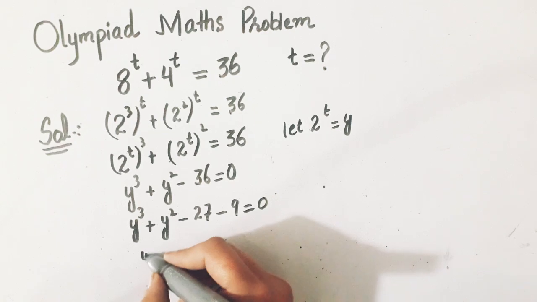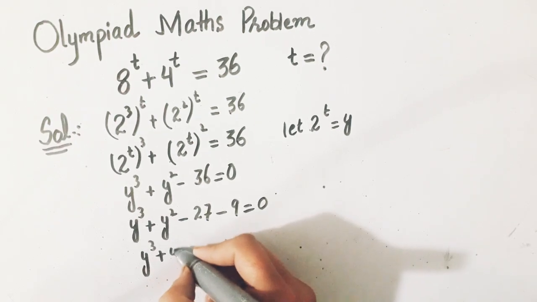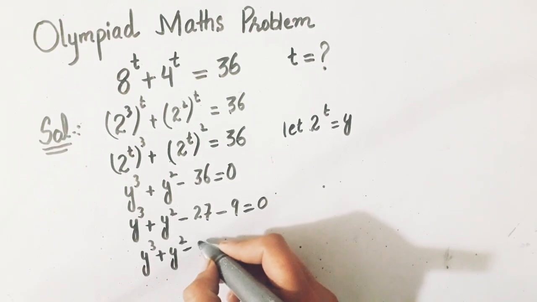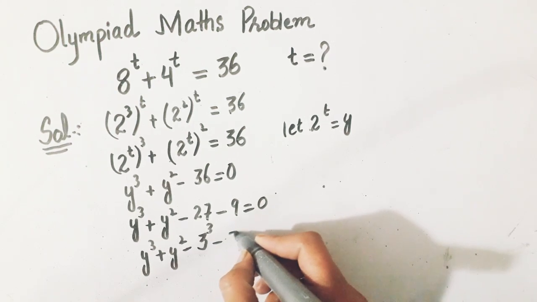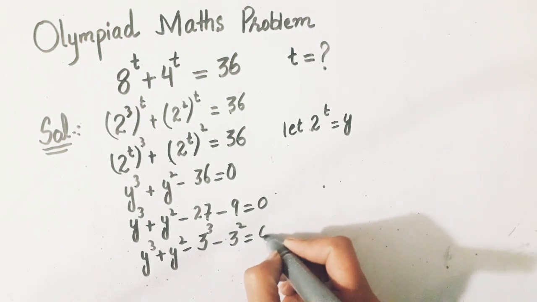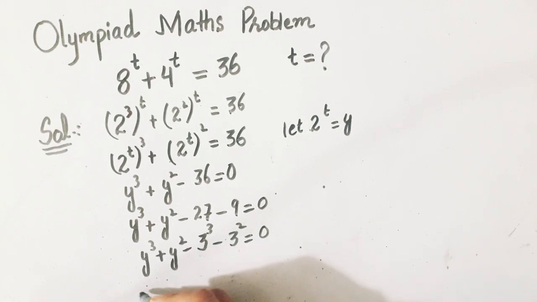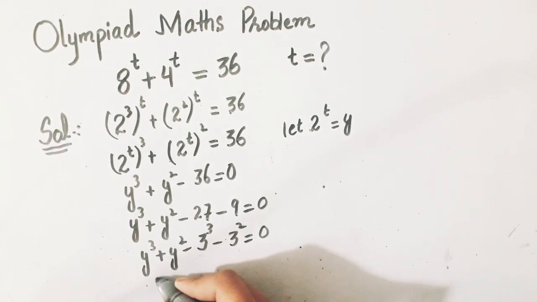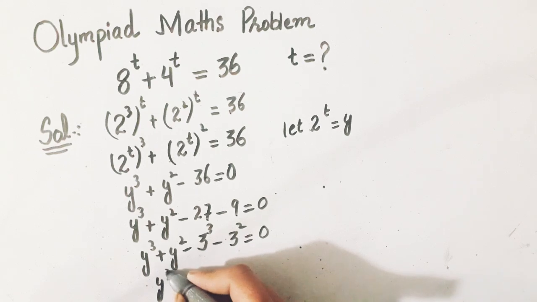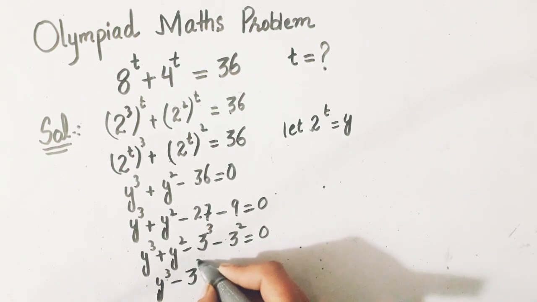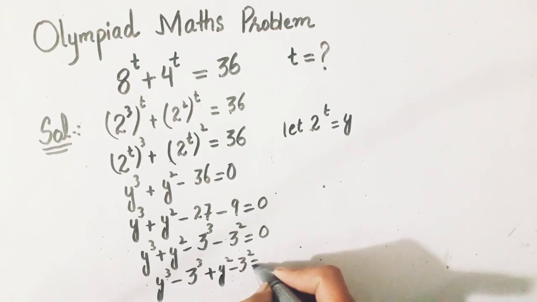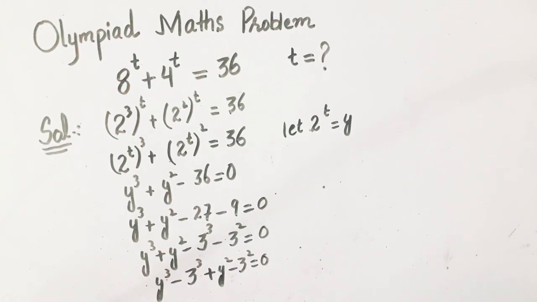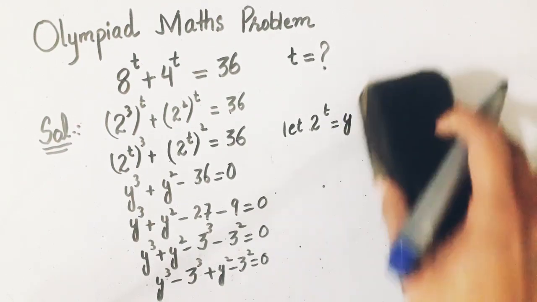Now this will become y cube plus y square minus 27 can be written as 3 cube, minus 9 can be written as 3 square equals 0. Now we will solve this as y cube minus 3 cube plus y square minus 3 square equals 0. Now we will solve this further here.